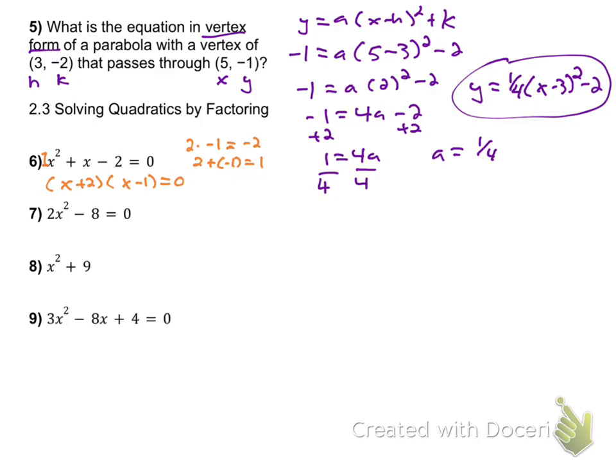Got to set both factors equal to 0. X plus 2 equals 0. X minus 1 equals 0. And so we get x equals negative 2 and x equals 1.